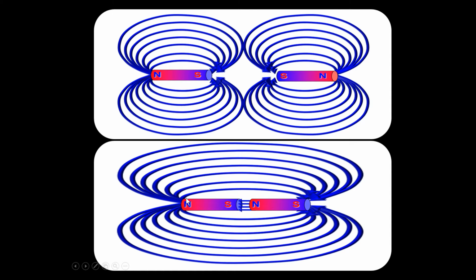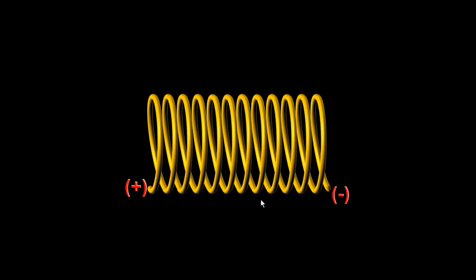But if I have a magnet here, north and south, the magnetic field's going to go from north to south here, and from north all the way back to south here. The magnetic fields of each magnet are going to align, and that's going to create a force of attraction.